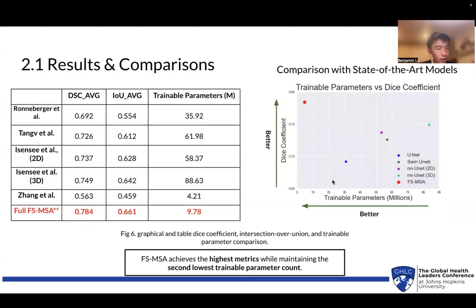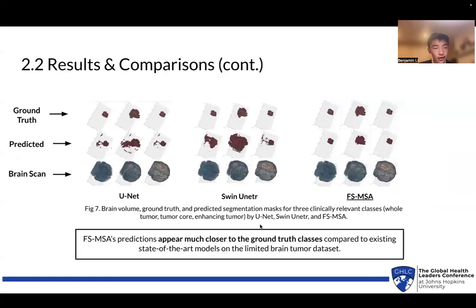So I mentioned that I would be doing a few results and comparisons earlier. So here they are. FS-MSA achieves the highest dice coefficient as well as the second lowest trainable parameter space, which indicates that it's very efficient. It can be run on a wide range of hardware, and it's also the most accurate in terms of segmentation. And also qualitatively, you can see the predicted version of the FS-MSA tumor is much closer to the ground truth compared to these other algorithms.